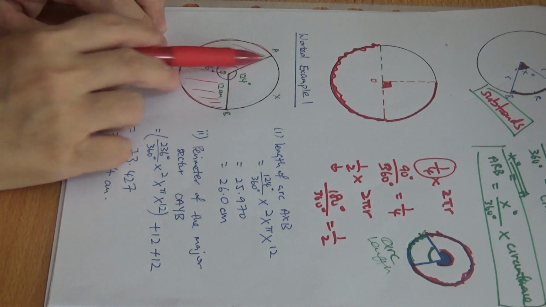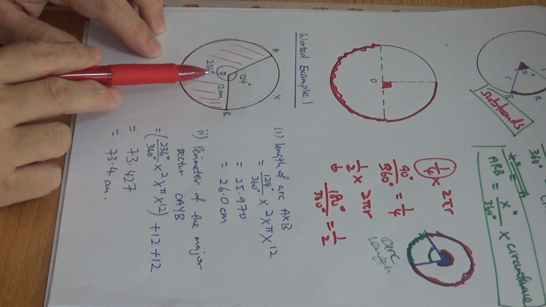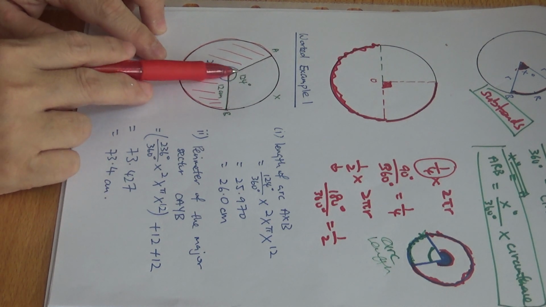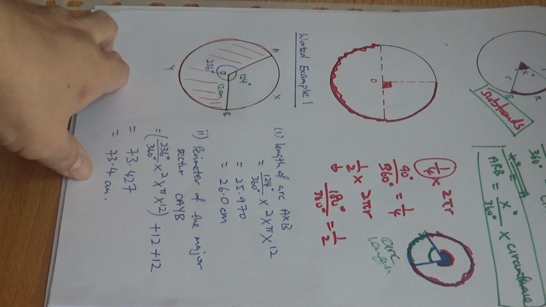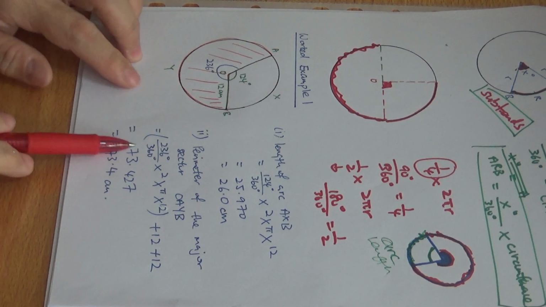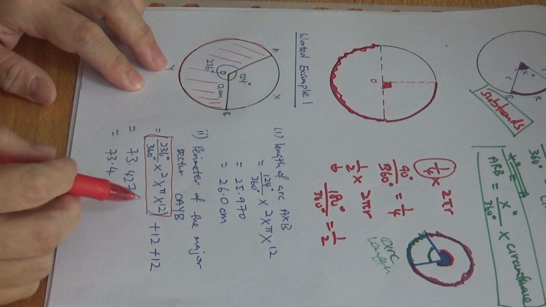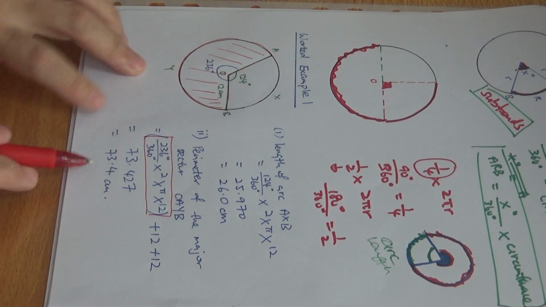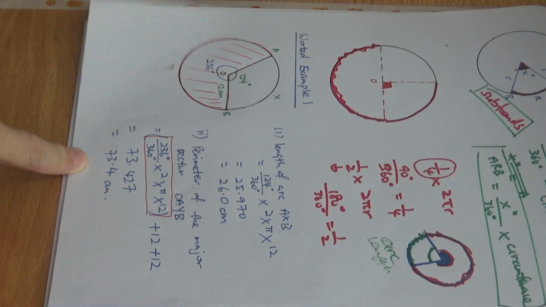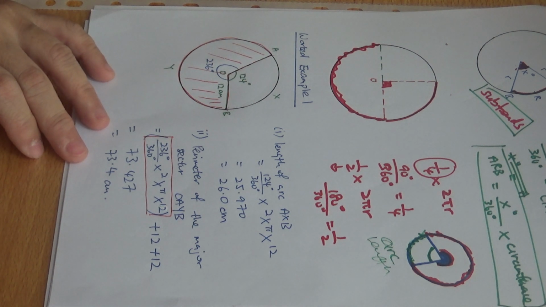Now, in order to find the length of this major arc, I need to find this angle. This angle is given by 360 minus 124 because it's angle at a point. So it will be 236 degrees. This portion here will give you the length of the arc. Then you must add these two radii, so plus 12 plus 12. I will get the final answer rounded off to 3 significant figures as 73.4 cm. So that's how we get our worked example 1.